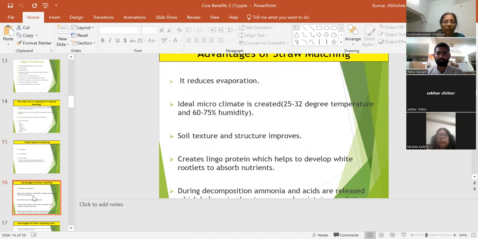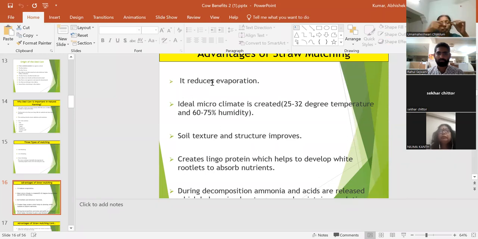One is, if you mulch, you are protecting the topsoil, you are avoiding the evaporation of water. Then, as I said, you will maintain the microclimate there, where the temperature is maintained between 25 to 32 degrees and humidity between 60 to 75%. And soil texture improves, it becomes so soft and porous. And then mulch creates lignoproteins, which help to develop the white rootlets, and those are the things which absorb the nutrients.